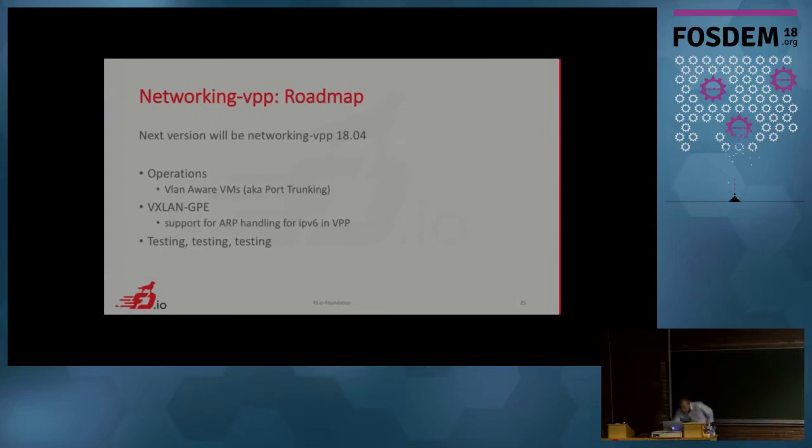So I will just go to the roadmap slide. We now have a lot of features. The next thing we need to work on is VLAN-aware VMs that we don't have, and a better ARP handling for v6. So these are really the remaining features we have now, and you are more than welcome to contribute or to test it if you want.